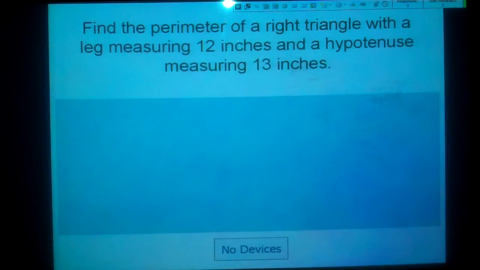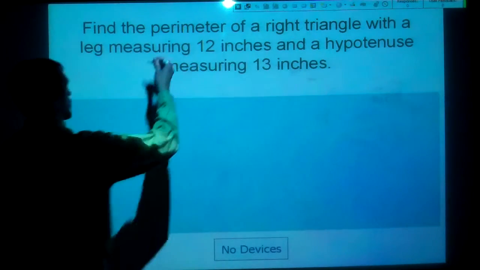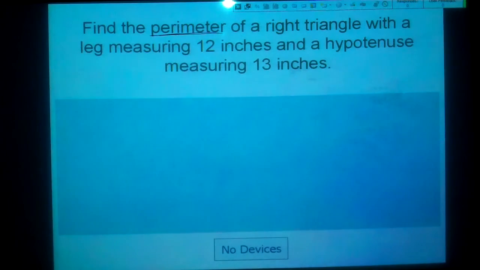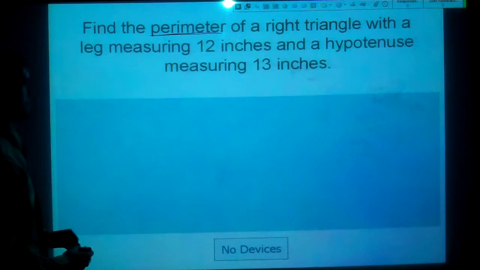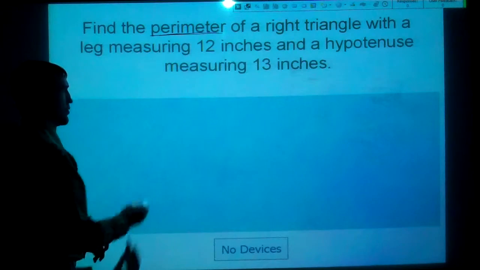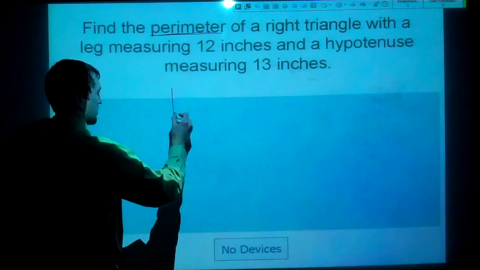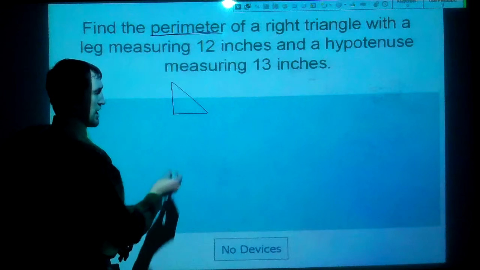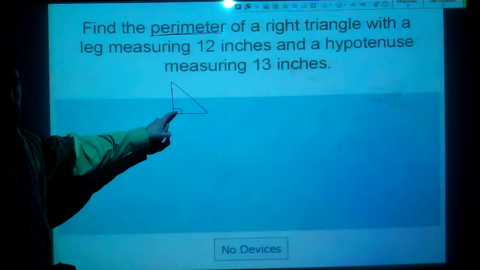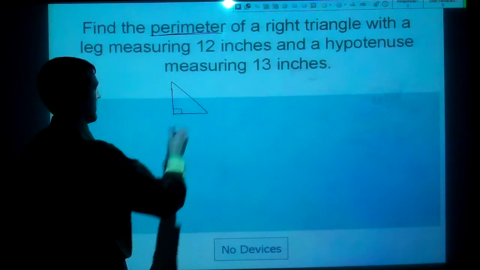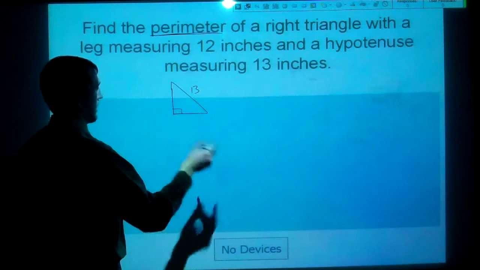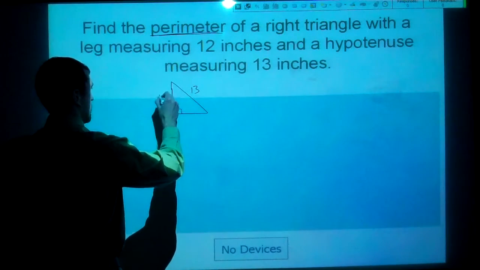All right. This one says to find the perimeter of a right triangle with a leg measuring 12 inches and a hypotenuse measuring 13 inches. Okay, we have to use the Pythagorean theorem for this one. We have a right triangle, so we can use it. It only applies to right triangles. Remember, our legs are the ones that are attached to this right angle. Hypotenuse is the one opposite that. So hypotenuse is here, and our leg can be either one of these. Let's call it 12 right here.